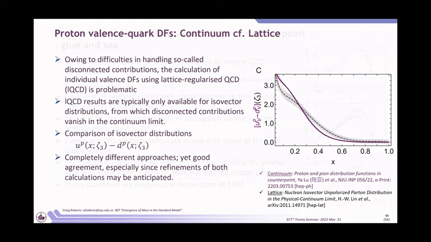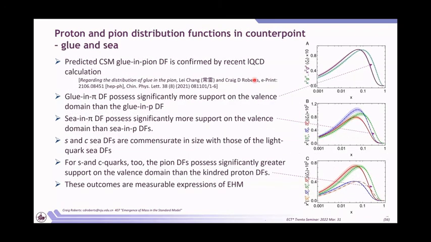This array of predictions here is telling us more: that the glue distribution in the pion is broader, more dilated than that in the proton. The same for the light quark sea, and the same for the heavy quark sea. Glue, d and u quark sea, s and c in the pion and the proton. These outcomes are measurable expressions of EHM, and we'll be able to test that again with the modern generation of experiments.